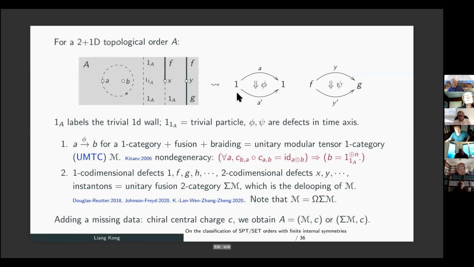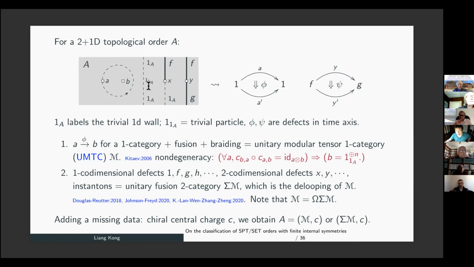Here I will give you one example. In 2D topological orders, this is labeled A. You can have a codimension 1 defect, and X is a codimension 2 defect. This 1_A is the trivial codimension 1 defect. I'll just label it using a dashed line. If you use a dashed line, or nothing, to label the trivial domain wall, you can have a non-trivial domain wall between two trivial domain walls. That's exactly the particle in the plane, labeled by A here. A is a non-trivial domain wall between two trivial codimension 1 domain walls. Can you see that?